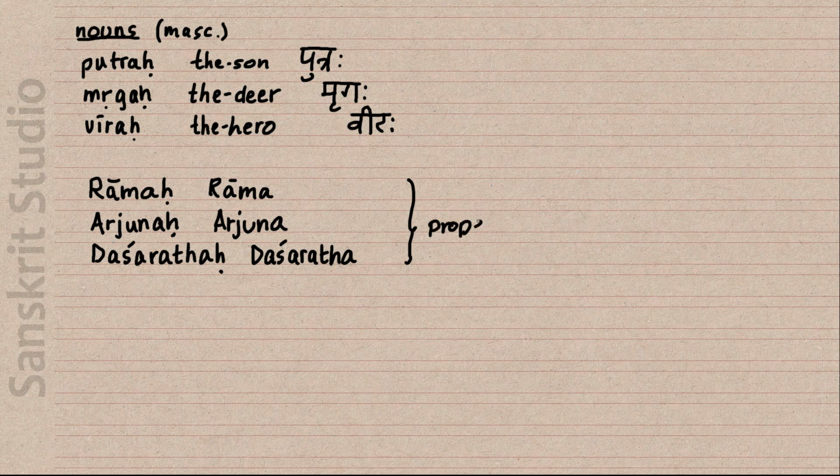Just write it up, proper names. And these up here, the first putraḥ, mṛgaḥ, and vīraḥ, these are simply regular nouns. But these here are names of persons, and we usually call them proper names, or proper nouns as well. Okay, so that's one thing.